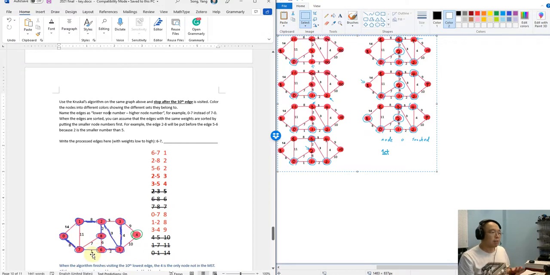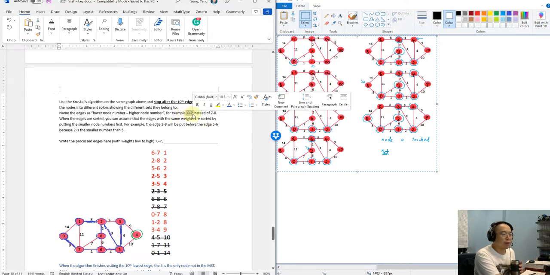But there are some other things we have to do. So how do we break the ties again? Here are the rules. If we want to write down an edge, we want to put the lower value first. So we want to say 0, 7 as an edge; we have to name it 07 instead of 70. Okay, so we want to name it 07. This is the first thing.